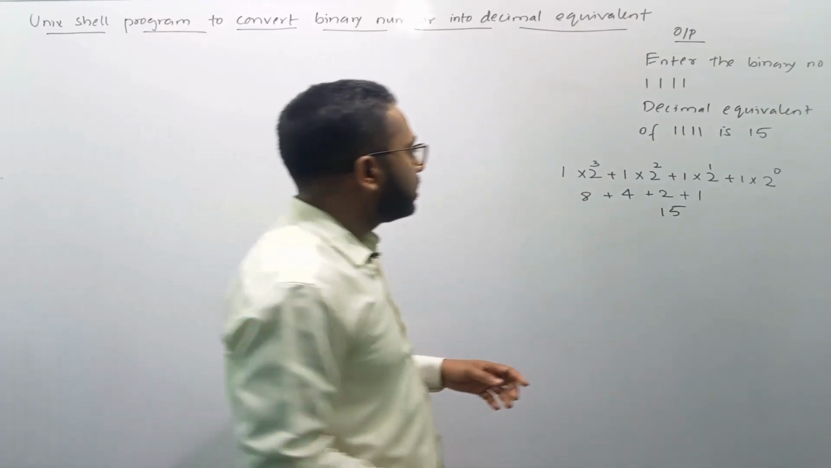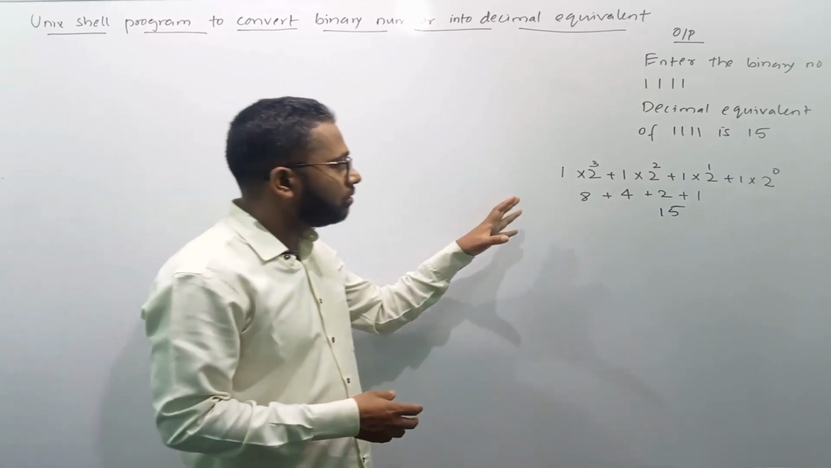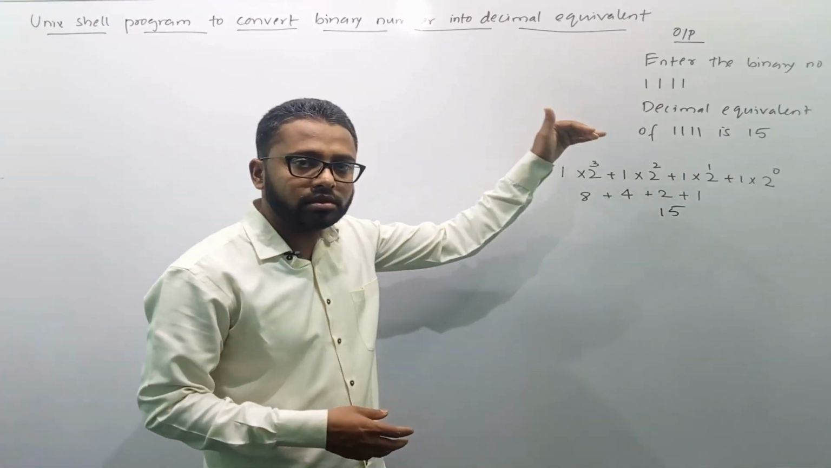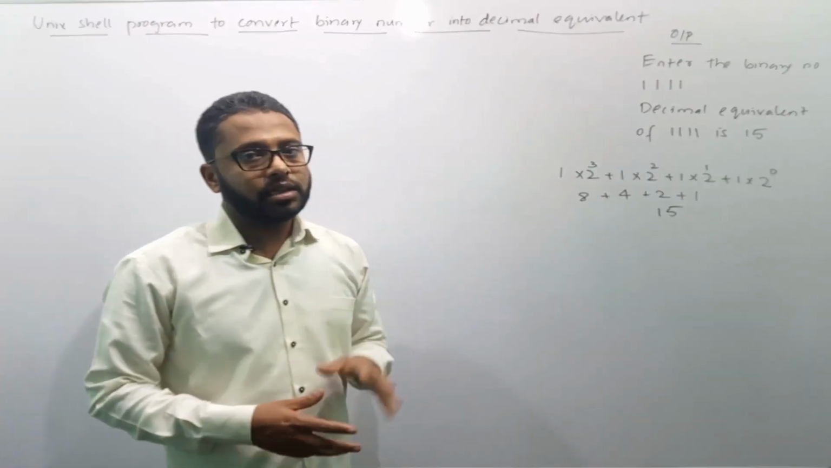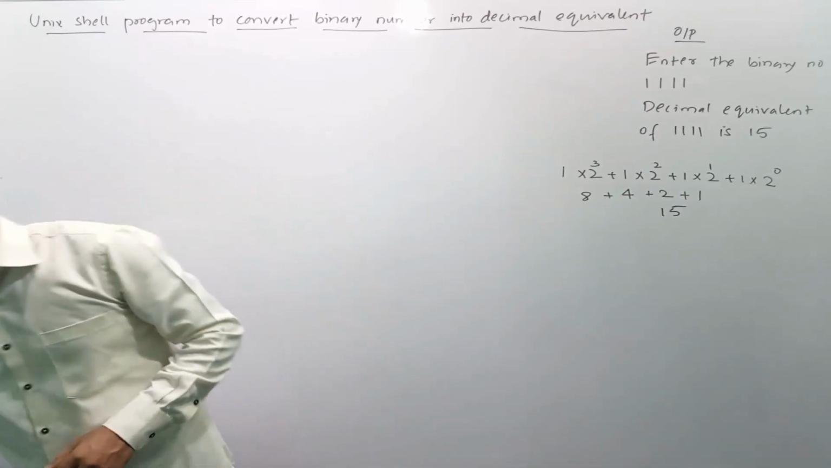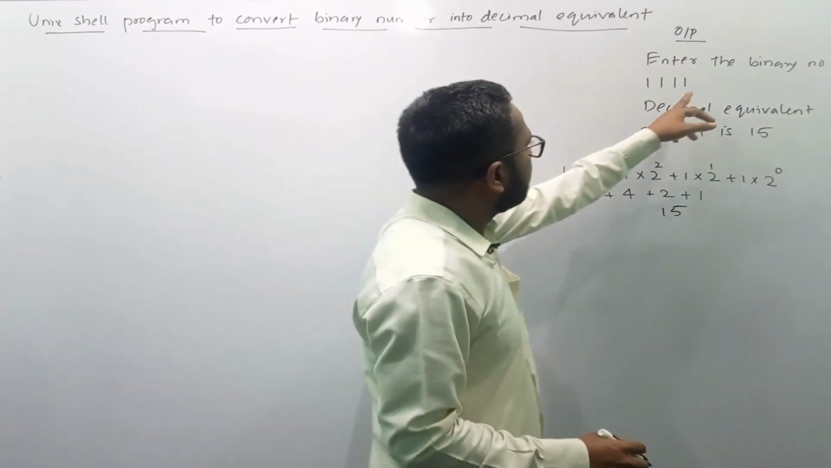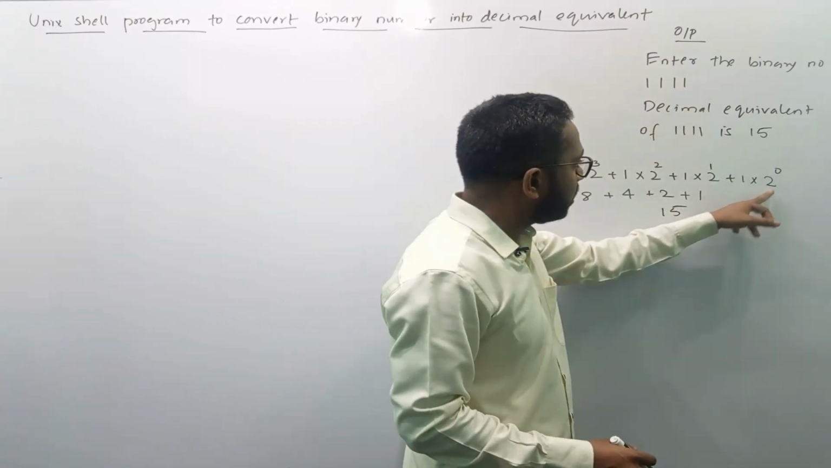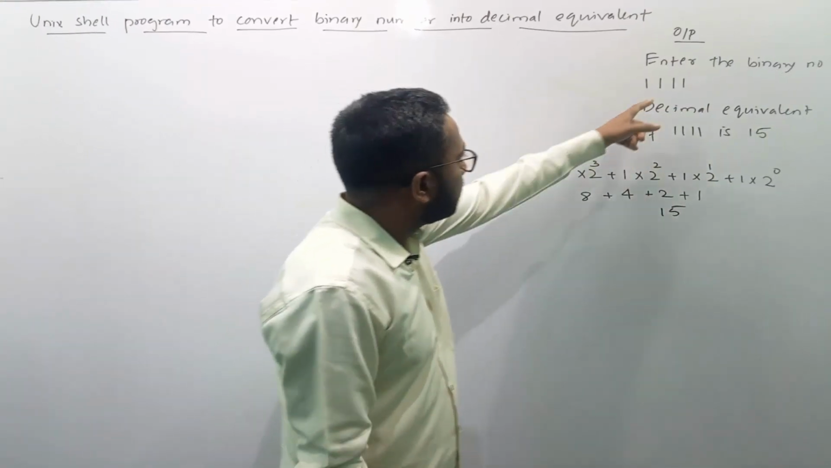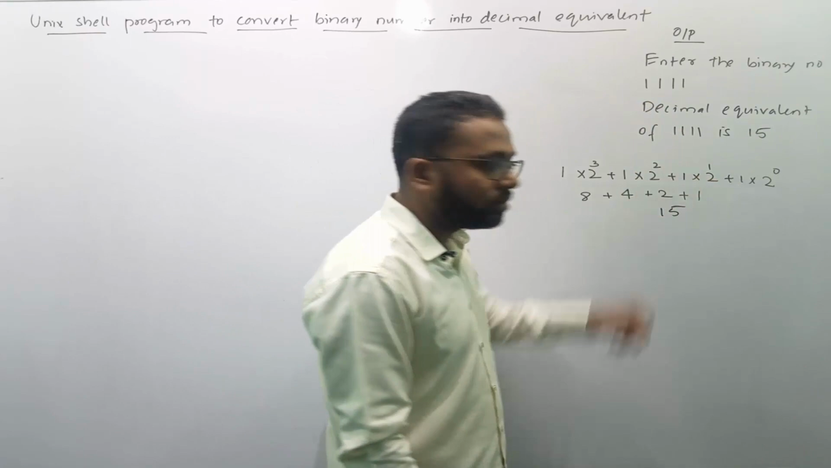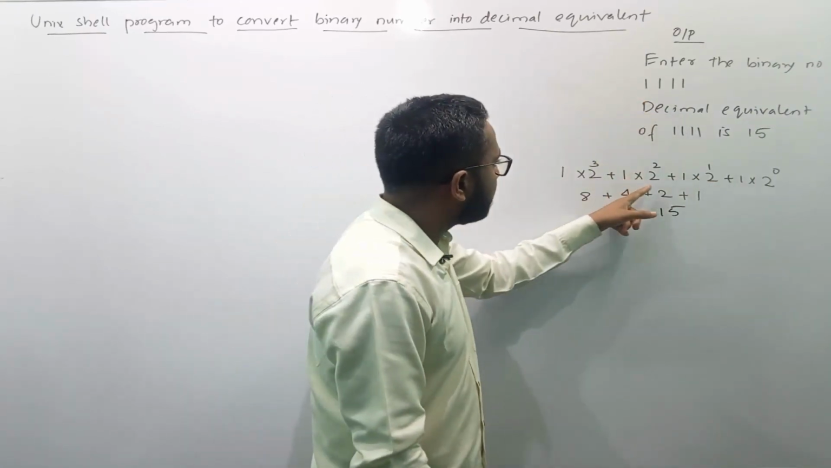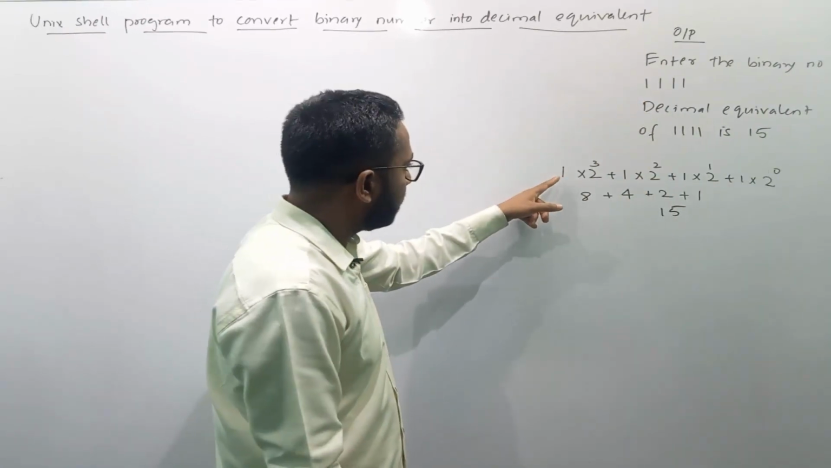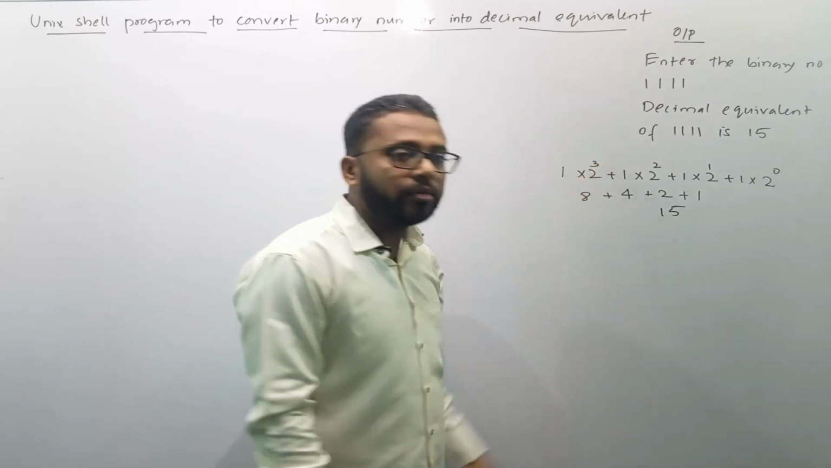equivalent. So now you can see on the board I have already written down the method of converting a binary number into its decimal equivalent. Let us see that. At the very beginning, the first bit gets multiplied with 2 raised to 0, then the second bit gets multiplied with 2 raised to 1, then the third bit gets multiplied with 2 raised to 2, and finally the fourth bit gets multiplied with 2 raised to 3.